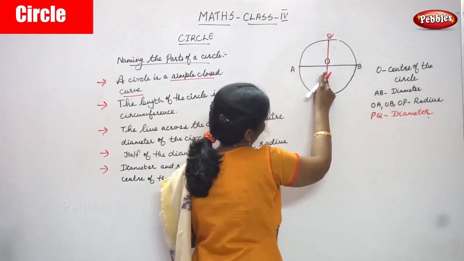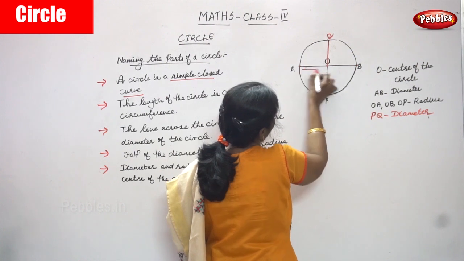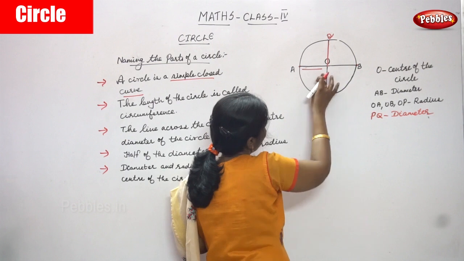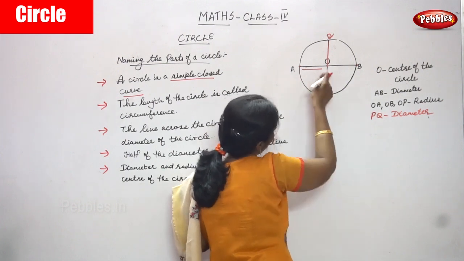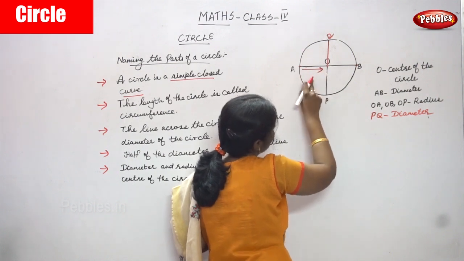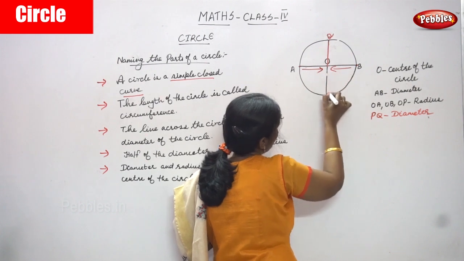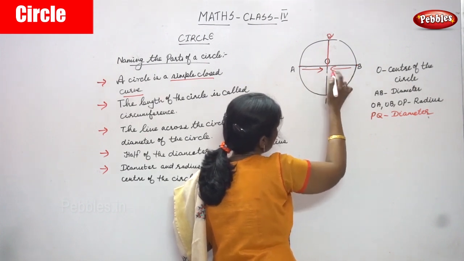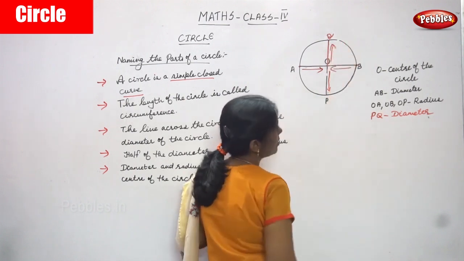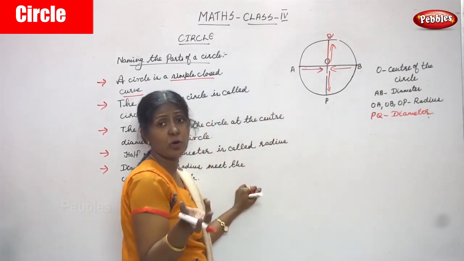Then O is the center of the circle, AB is the diameter and PQ is the diameter. What is OA or AO? Both are correct, because O is the center of the circle. OA is a radius, OB is a radius, OP is a radius, and OQ is a radius. So all are radii, because radius means only one, but radii means many radius.